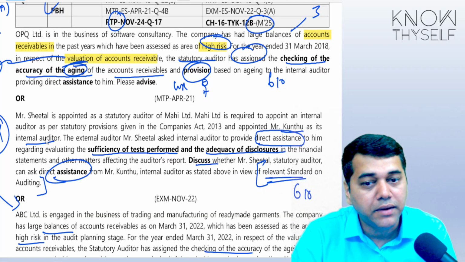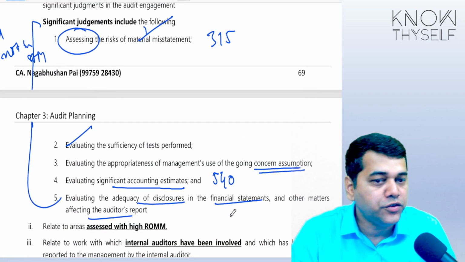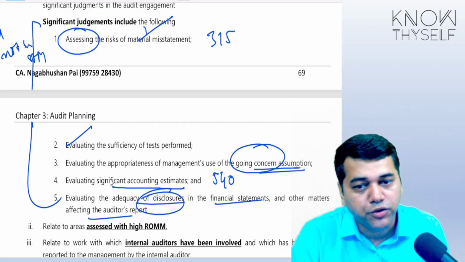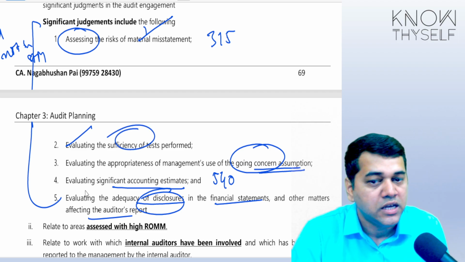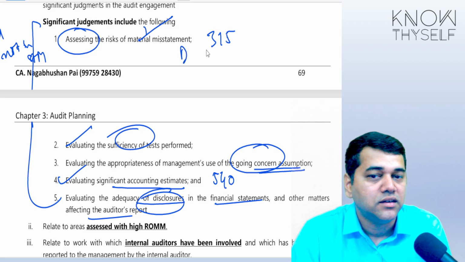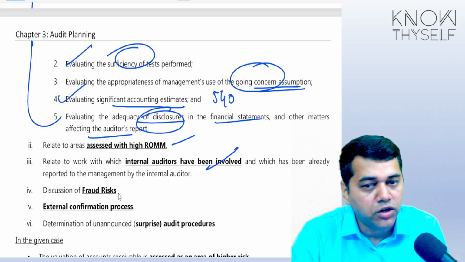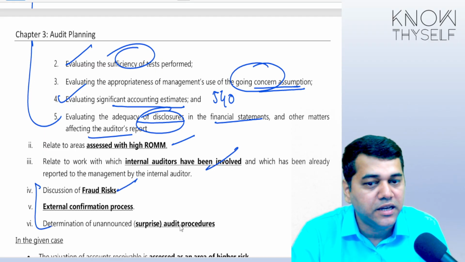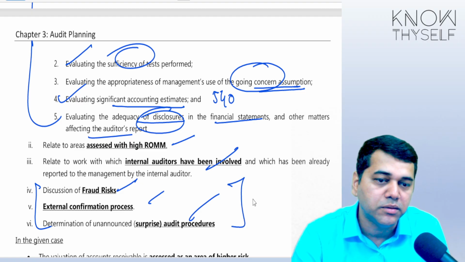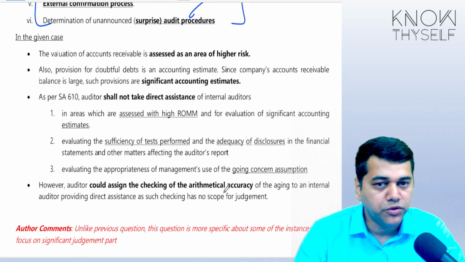What are the significant matters? See, these are all the significant matters, significant judgments. Now, one of the questions they asked about going concern, another question they asked about disclosure. Maybe in your exam, they may ask about sufficiency of the tests, they may ask about significant disclosures, high risk debtors. Okay, now you need to connect. Relate to high ROMM, internal auditors are involved, fraud risk, this is also an external element, surprise audit procedure. So these are all additional things. Okay, maybe this is given by the board of studies or some other parent must be appearing. So these are all the areas you should not be using them for.